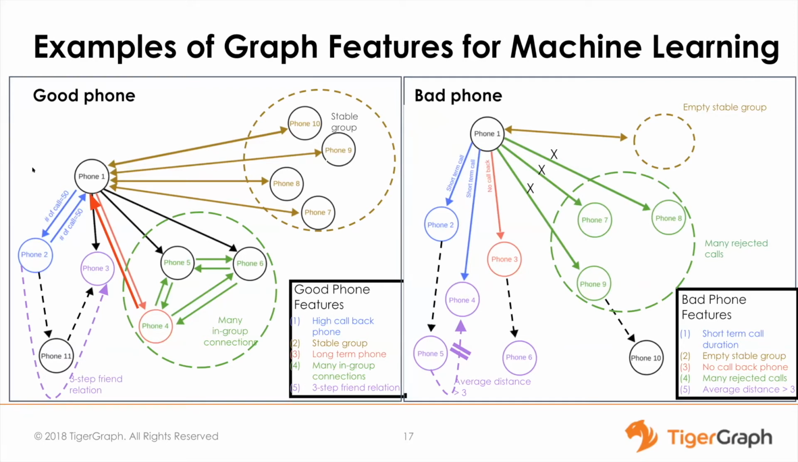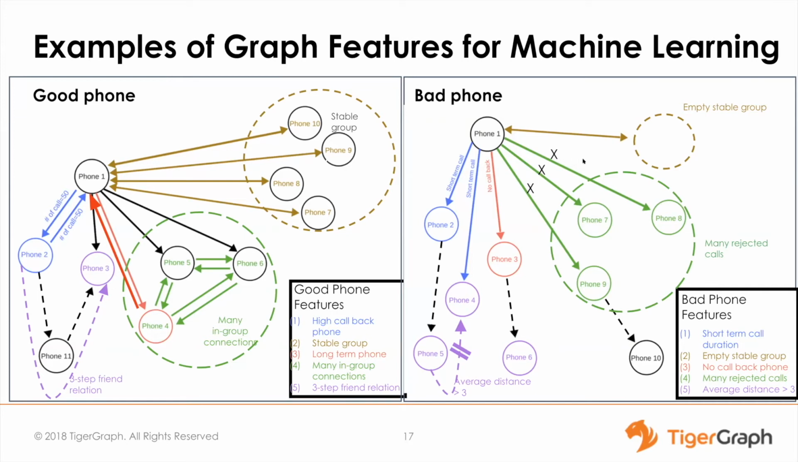Person A also talks to person C. Person C talks to person B. That's kind of this three-step friendship relationship that you can get by recognizing. So this is what a good phone looks like. This is what an actual human being looks like, making actual phone calls to people. This is what a bad phone looks like.